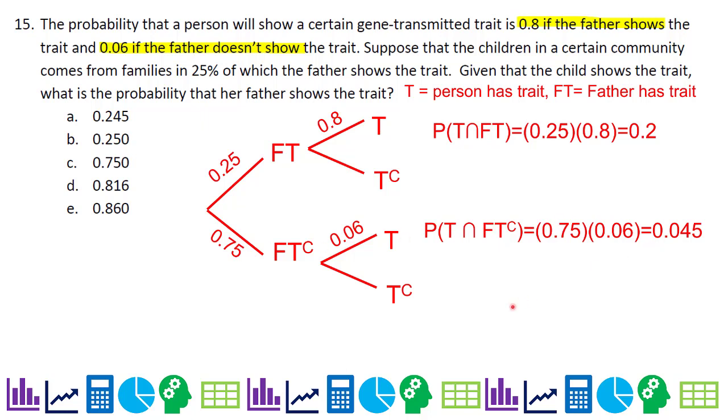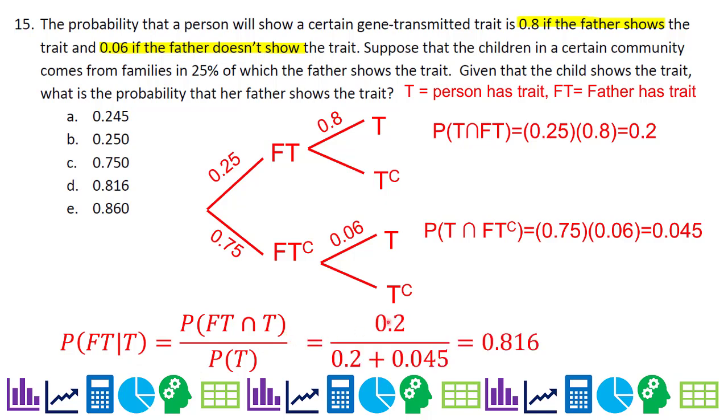We get 0.045. We're trying to find the probability of the father having the trait given the child has the trait. So again, on your formula chart, the way I remember it, we do an and on top, and then we just divide by the second one for the probabilities. So the father having the trait and the child having the trait is 0.2. The probability of just having the trait is both of these outcomes. We add them up, and we get 0.816.